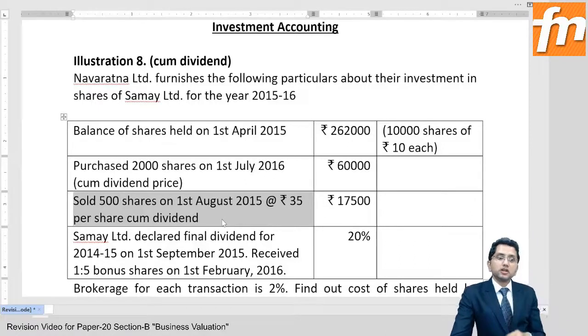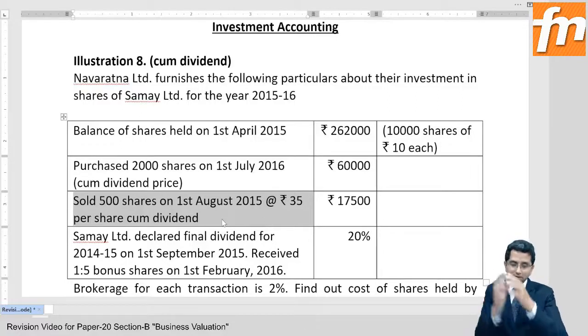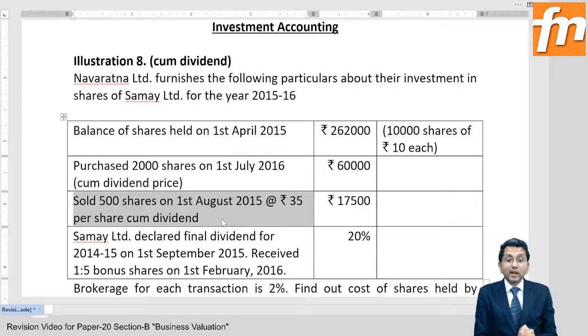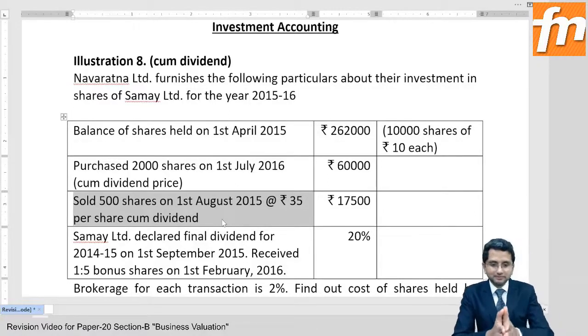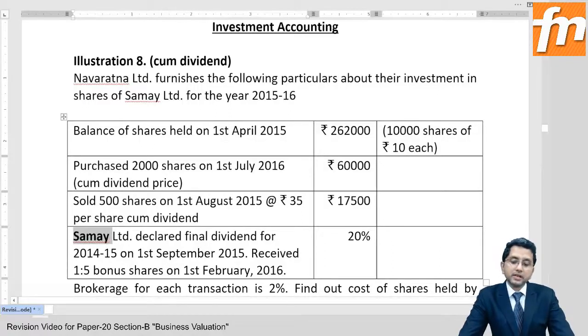See, when I buy the share, I pay for the share as well as for the brokerage. Pay for share, pay for brokerage, add it together. When I sell the share, I receive the money and I pay the brokerage. Receive, pay. That's why it is net. We deduct it. In your study material, it is printed as Navratna Limited, which is absolutely wrong. It should have been printed as CMA Limited.